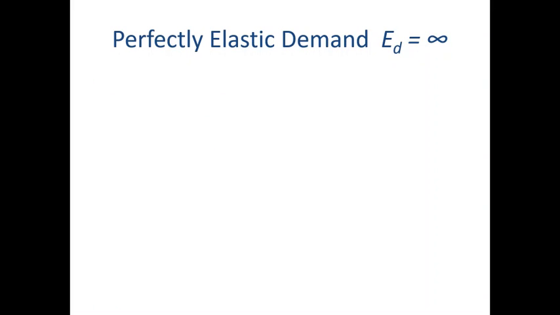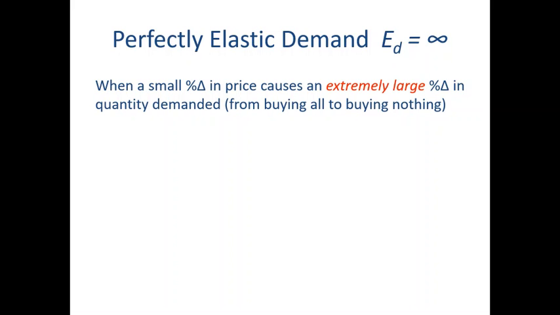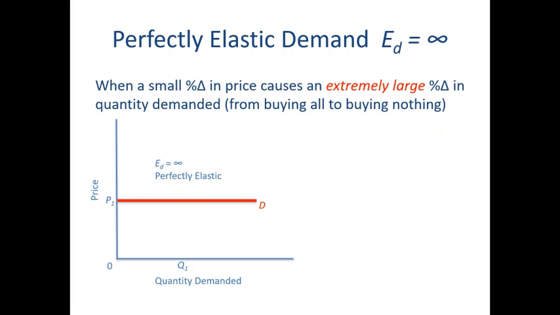So we took elastic, inelastic demand, unit elastic demand, and now we're taking perfectly elastic demand, or elasticity is equal to infinity. This happens when a small change in price causes an extremely large percentage change in quantity demanded. Suppose, for example, someone would buy all units of a product at a price of $5, but if the price is 5.1, he'll buy nothing. So here the demand curve is, as you notice, horizontal, reflecting the fact that a small change will result in an extremely large change in quantity demanded, almost infinite. Of course, this is also a perfect case.